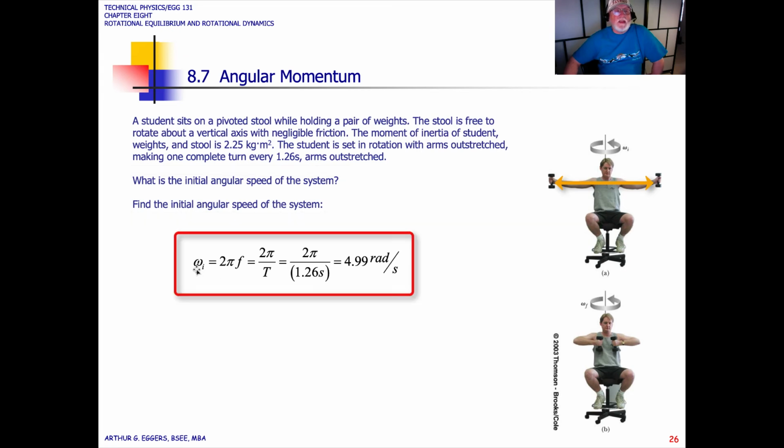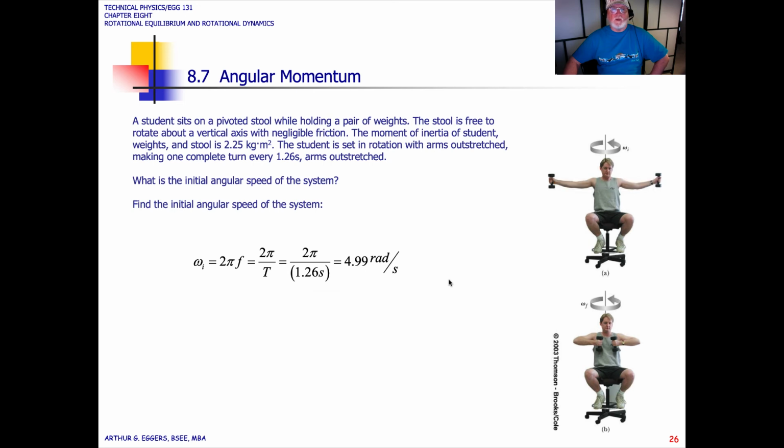So we can say that omega initial, since we're dealing with a rotation, is 2 pi times the frequency. Well, frequency is a per unit of time relationship, so we can substitute 1 over time for frequency, and we have 2 pi divided by time. Typically a big T means a period. It happens once, it happens twice, it goes on and on. In this case, it takes 1.2 seconds to make one complete revolution. So 2 pi divided by 1.2 seconds gives us almost 5 radians per second. Notice we have changed now to radians.